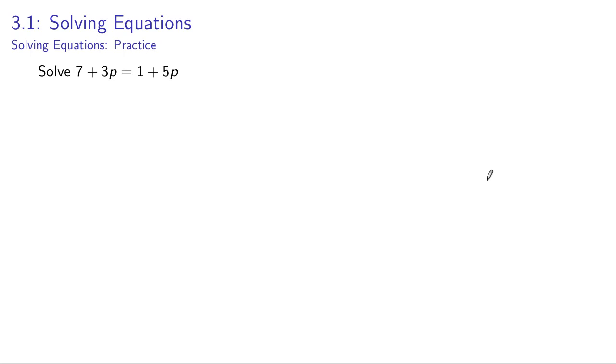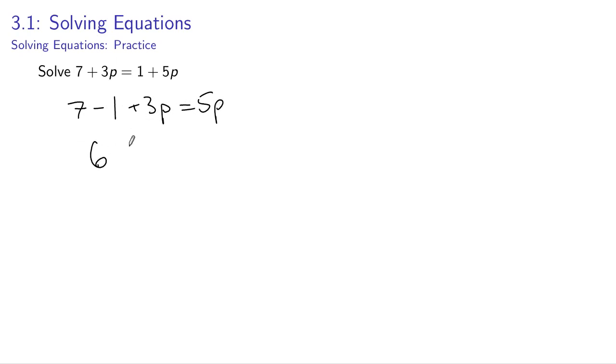Let's solve this equation. 7 plus 3p equals 1 plus 5p. So we'll remember the strategy we talked about before. We need to try to get p on one side of the equation. Let's start by subtracting 1 from both sides of the equation. 7 minus 1 plus 3p is 5p. 7 minus 1 is 6.